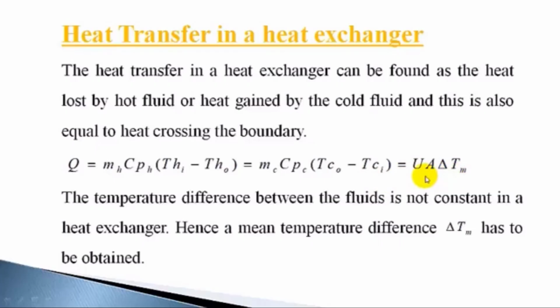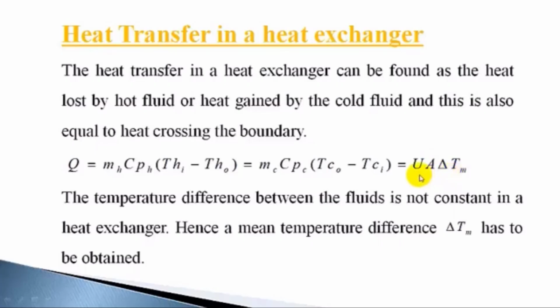From the hot fluid to the cold fluid, the heat should flow through a separating wall, and this heat transfer through that separating wall, you can write it as UA into delta T. Now, this heat transfer through the heat exchanger is UA into delta T. So, U is the overall heat transfer coefficient and A is the area of the heat exchanger, and delta Tm is a mean temperature difference.